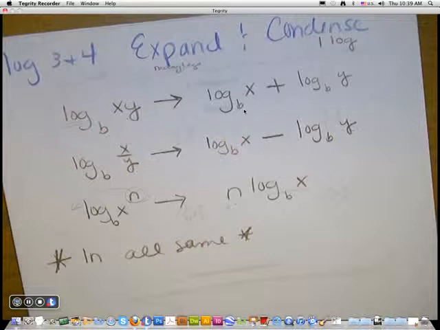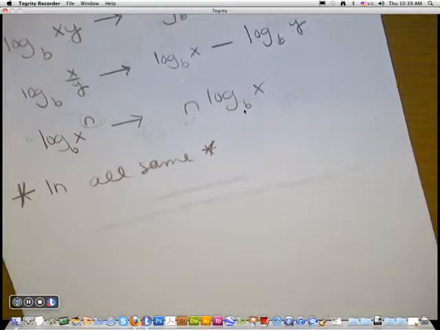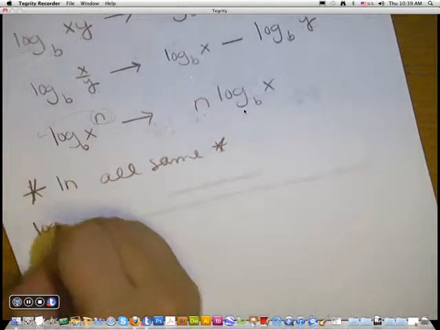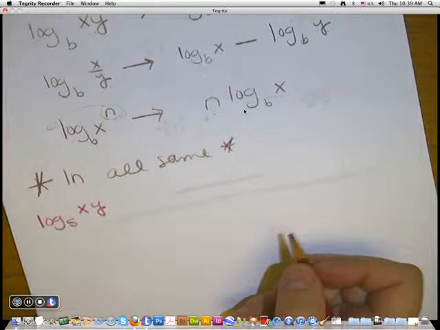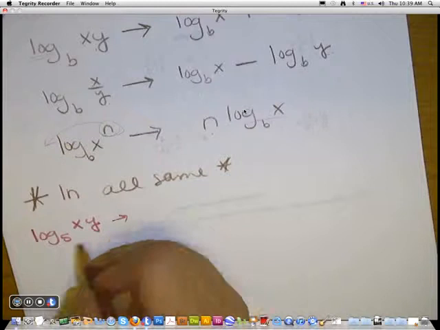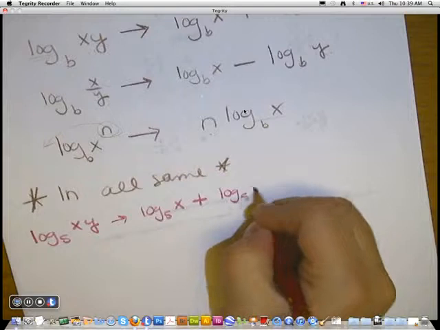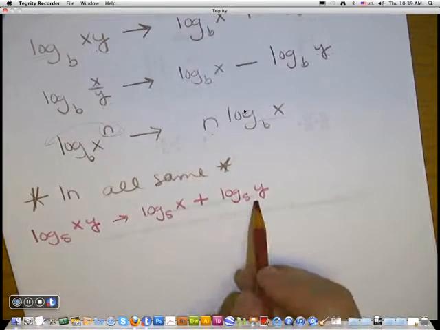Alright, so we're going to do several of these, and we're just going to practice them, because that really is the only way that we get better at them. Usually, expanding is the most difficult part for us. So that's what we're going to do a whole bunch of. We have log base 5 of xy. So this is very similar to our original example. It's multiplication, so we get to separate with addition, keeping in mind the base is the same.